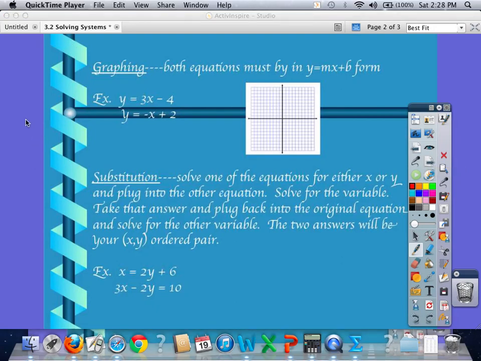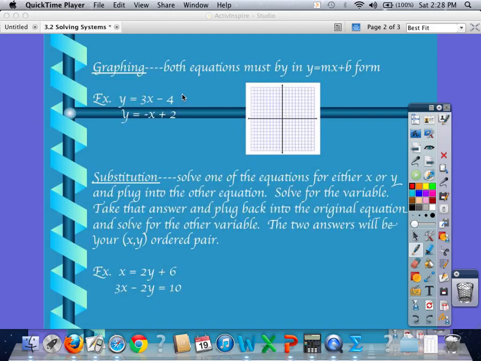Alright, so the first one, graphing both equations. And in this instance, you have to have both of them in y equals. In this case, they are already, so you can go ahead and start graphing them. But if they're not, you just solve it for y. Alright, so the first example says 3x minus 4.